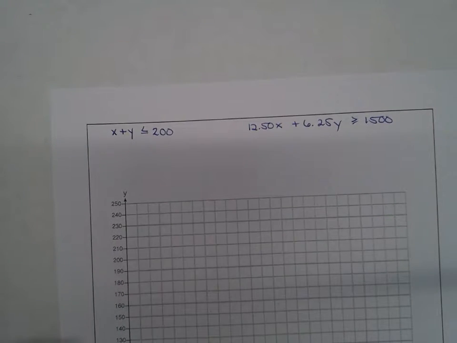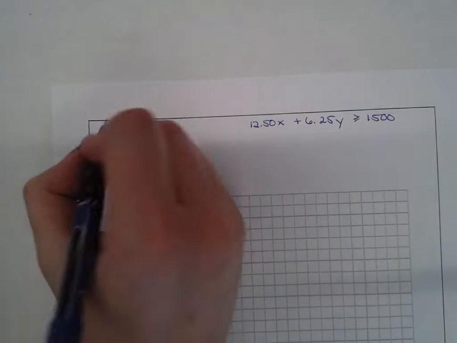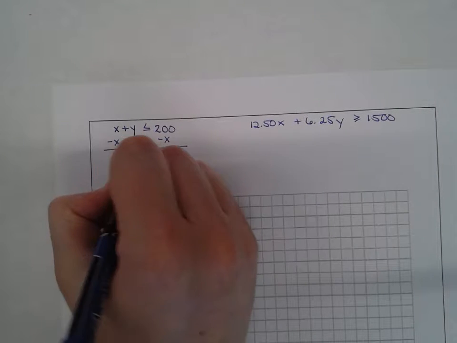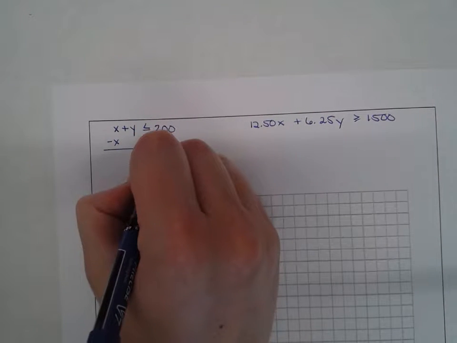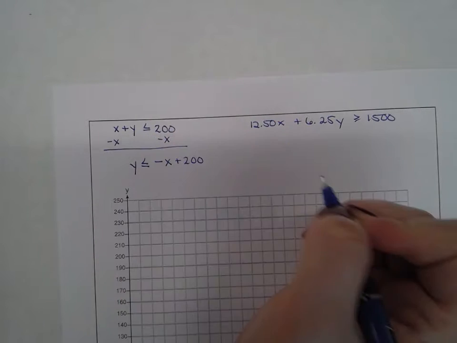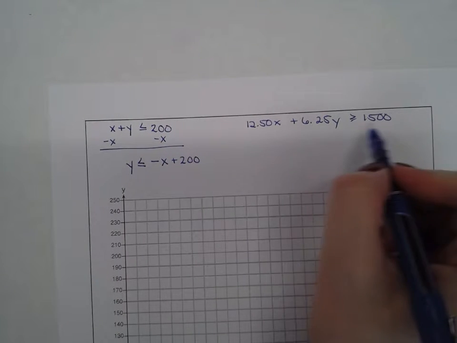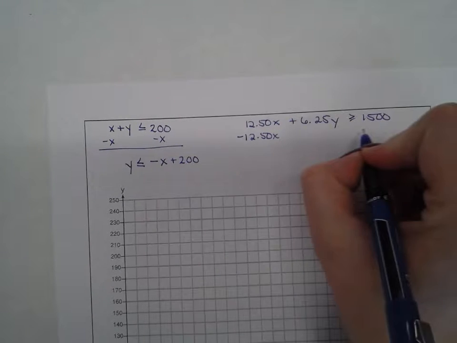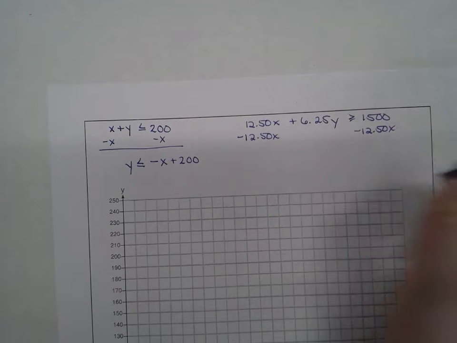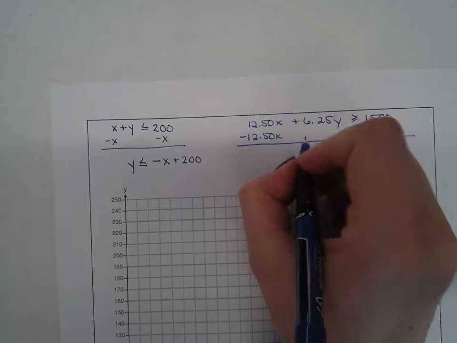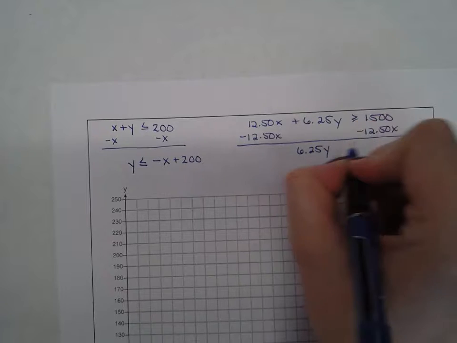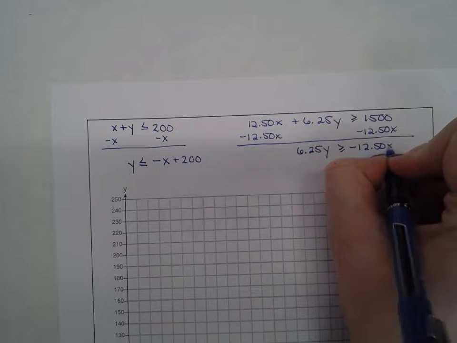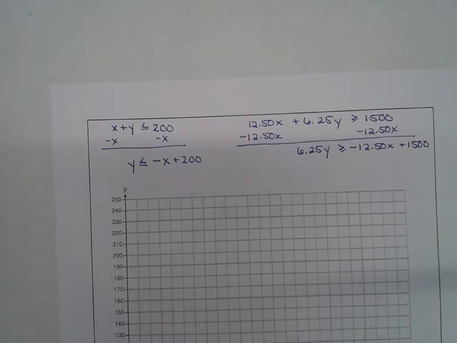In order for me to graph these, I have to get them in Y equals. So I'm going to subtract X from both sides. Y is less than or equal to negative X plus 200. Over here, I also have to solve for Y. So I'm going to subtract 12.50X from both sides. And I've got 6.25Y is greater than or equal to negative 12.50X plus 1,500.